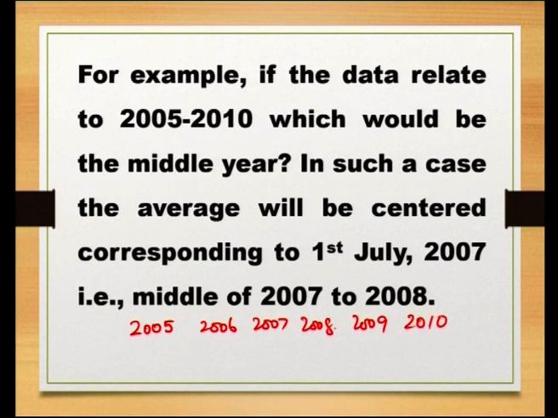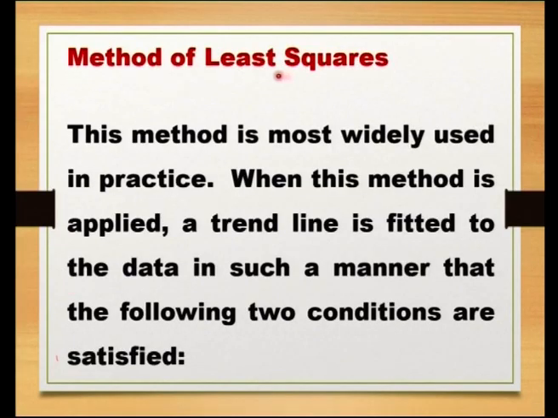There are 6 years, so whatever averages you calculate will be written in the middle of 2007 to 2008. That is, the middle of 2007 to 2008 is after 6 months completed, because there are 12 months in the year. After 6 months completed, that is after 30th June, the 1st July 2007 is considered as the middle of 2007 to 2008. Next method is method of least squares for computing the trend values.